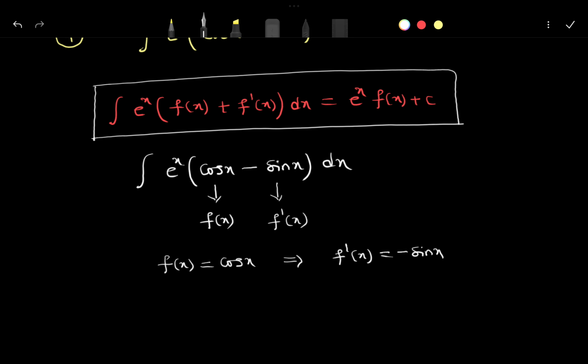So very clearly the given expression satisfies the standard result. Therefore, what is our required value? e to the power of x into cos x plus c. Because the formula is: integration of e power x into f of x plus f dash of x into dx is equal to e to the power of x into f of x plus c. I hope everybody is clear on this problem. In this model there are many questions. This one is an MCQ from a previous mains question.